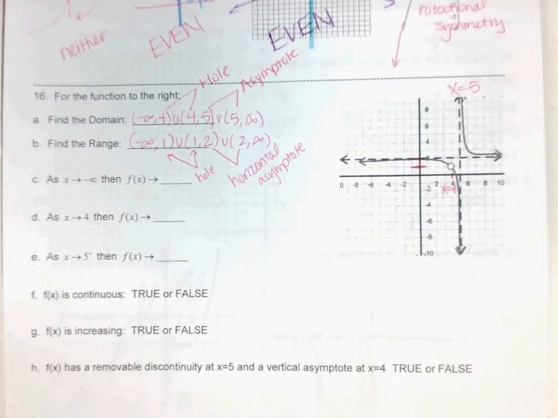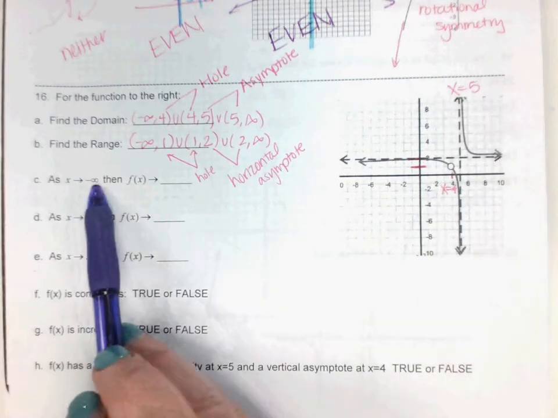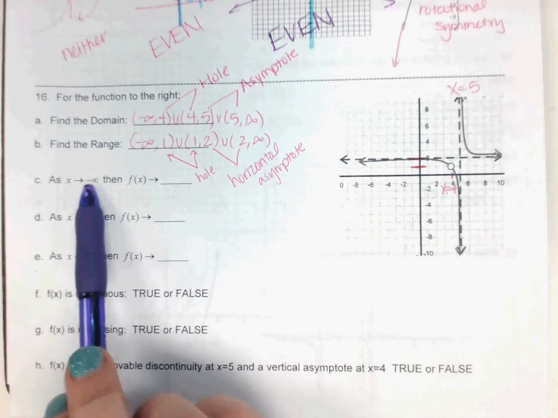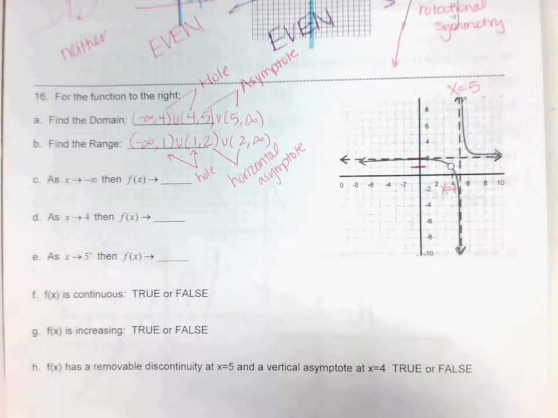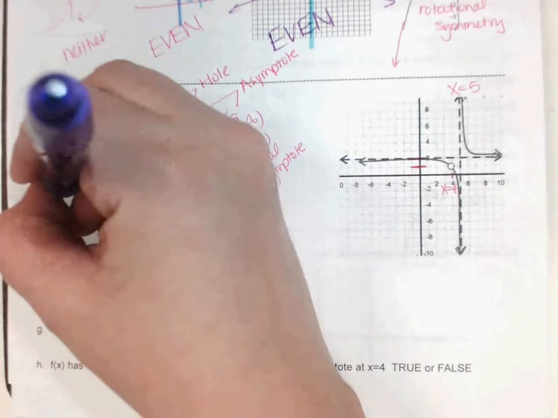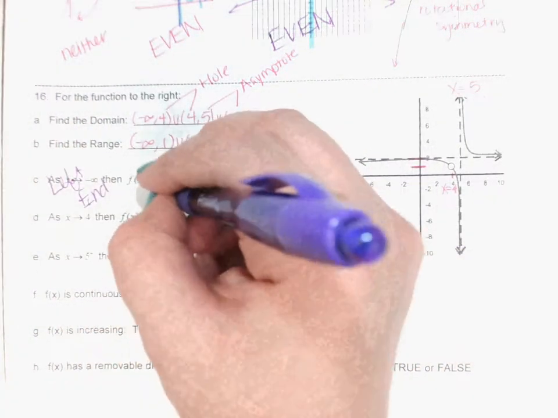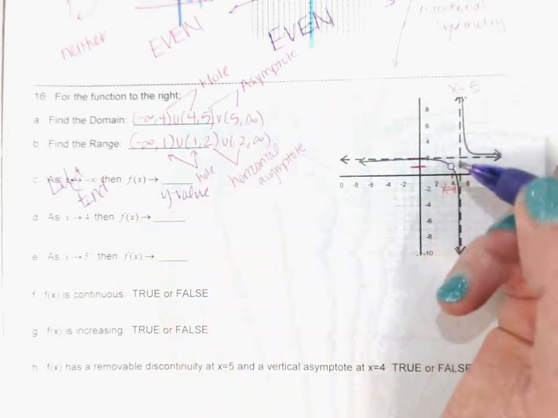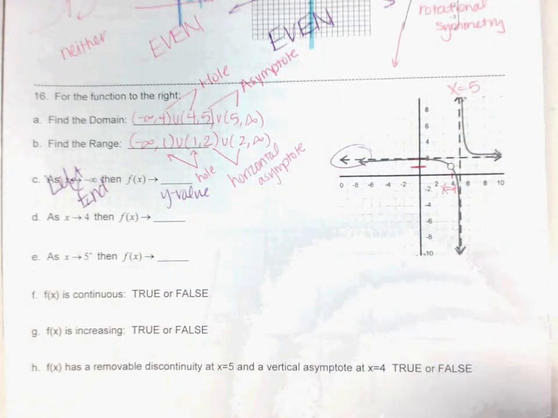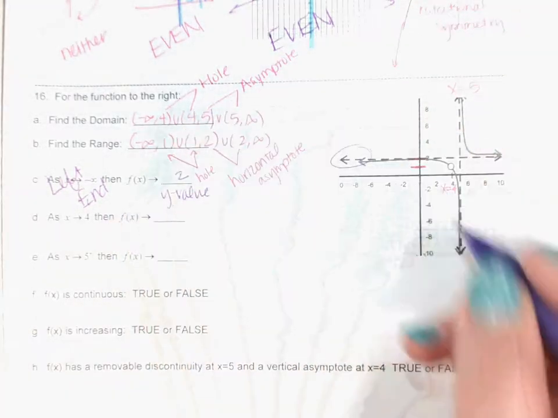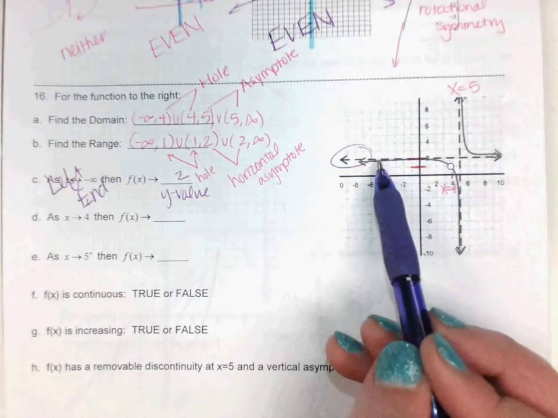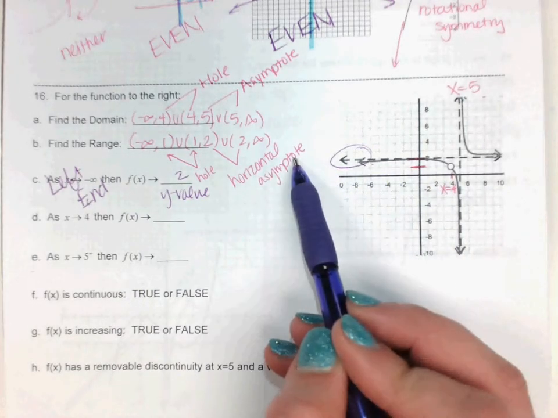I'm not good at this, C and E. Okay, as x goes to negative infinity, which direction am I looking at? Left end or right end? Negative infinity is the left end. What is the y value getting closer to on the left end of the graph? 2, because that's where the asymptote is. Remember, I'm going to get closer and closer to 2, but I'm never going to touch it.